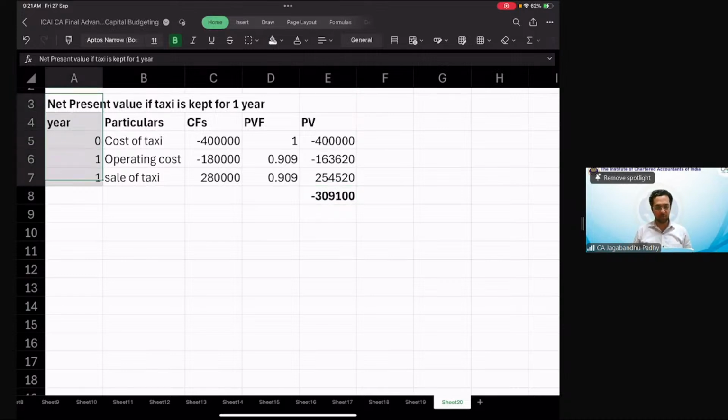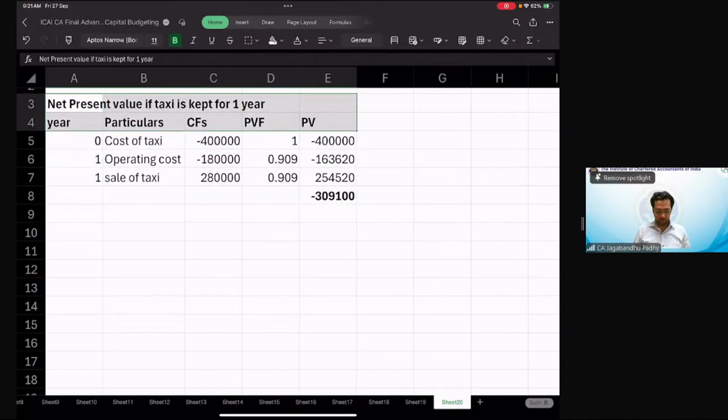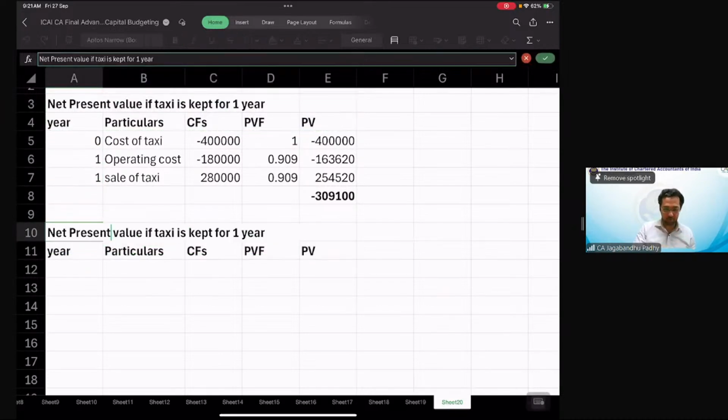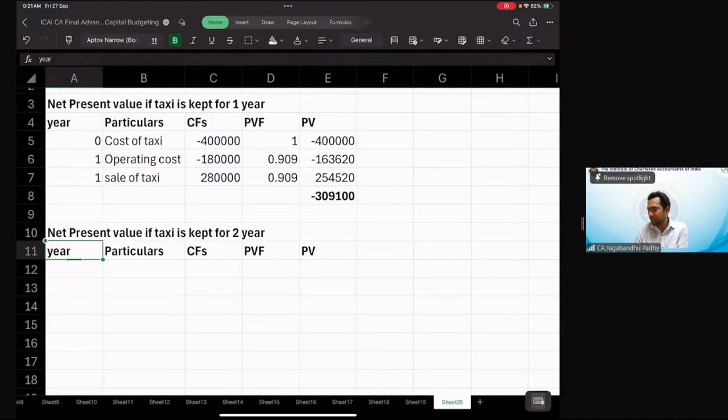Now, can you do one thing, guys? Can you calculate the similar net present value if the taxi is kept for 2 years? Can you calculate the net present value if the taxi is kept for 2 years?